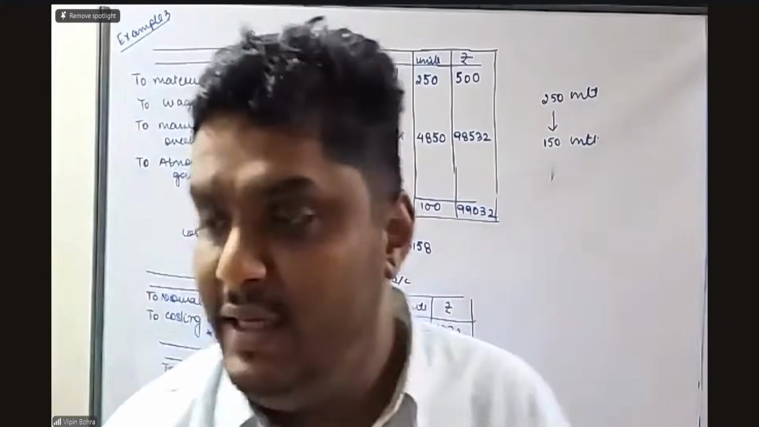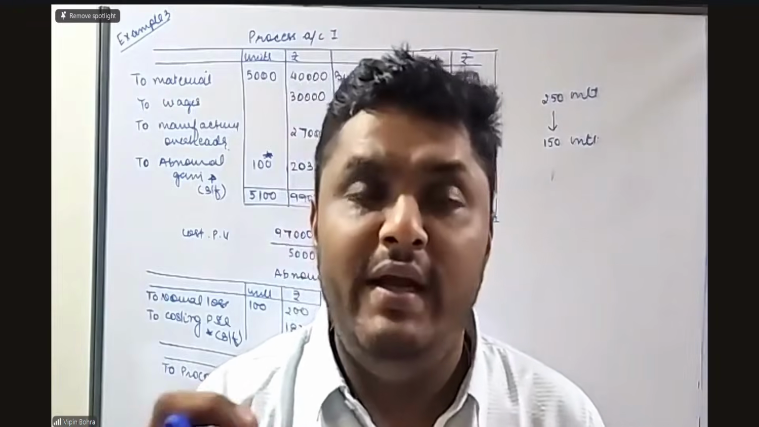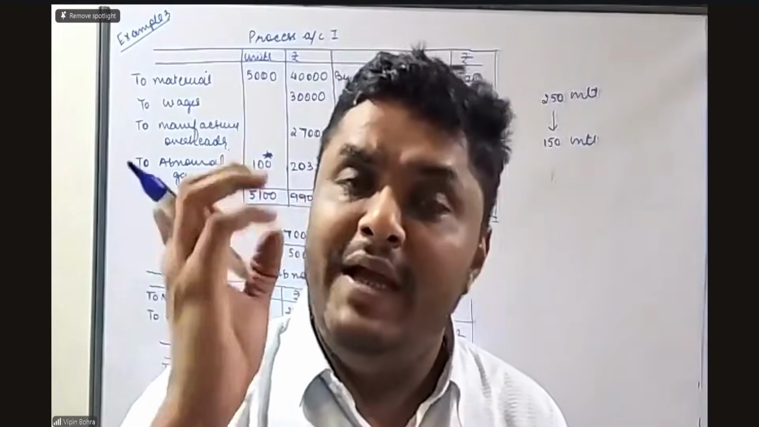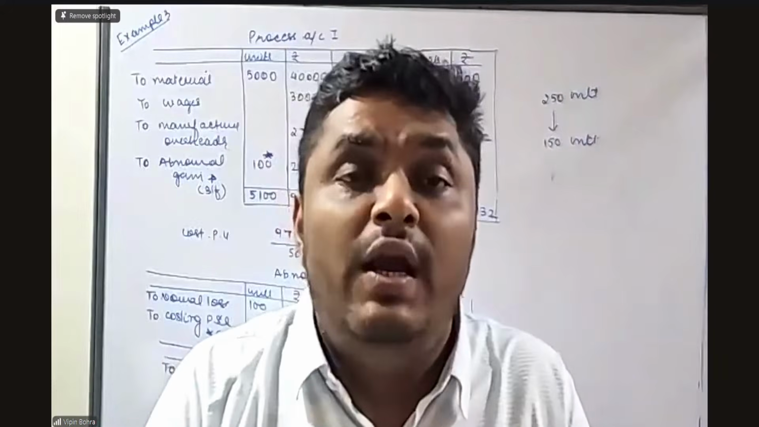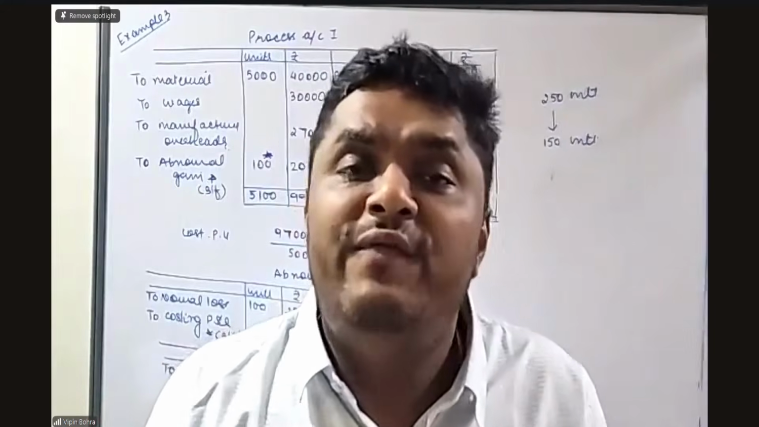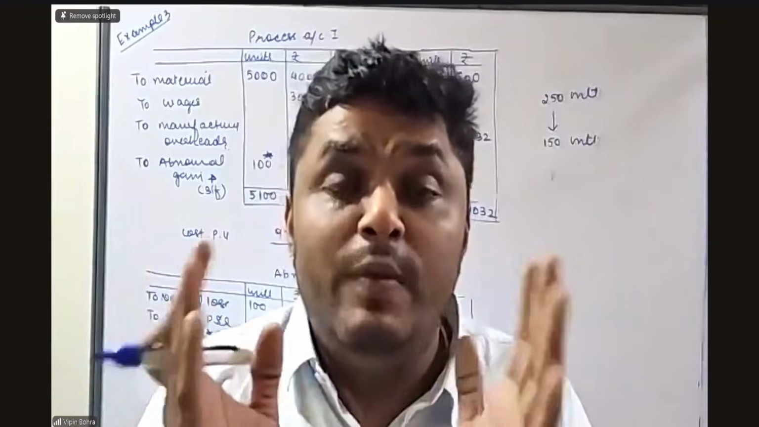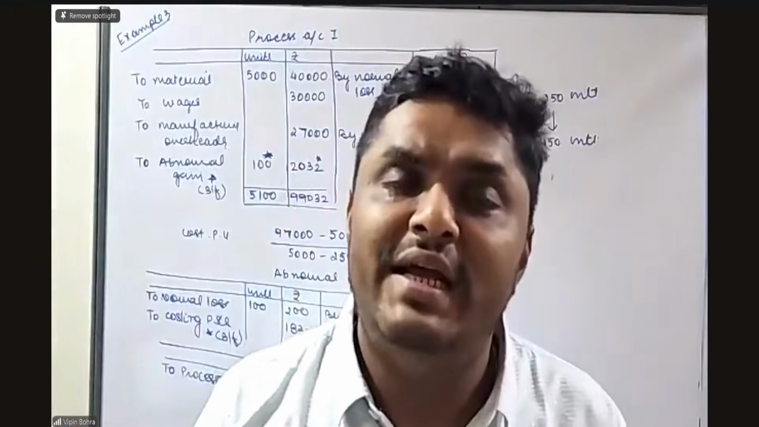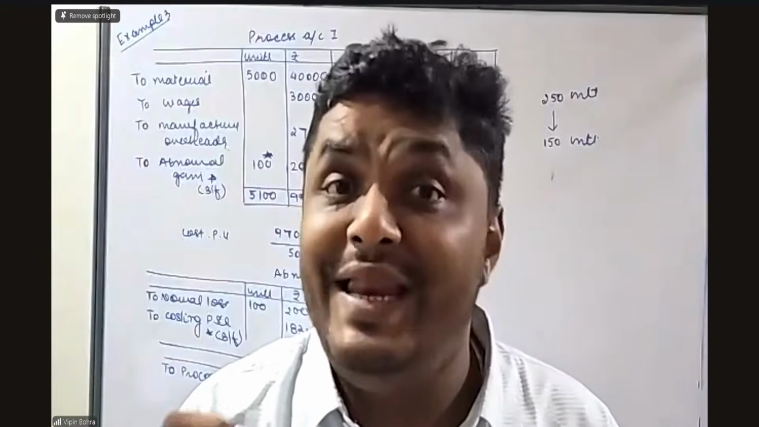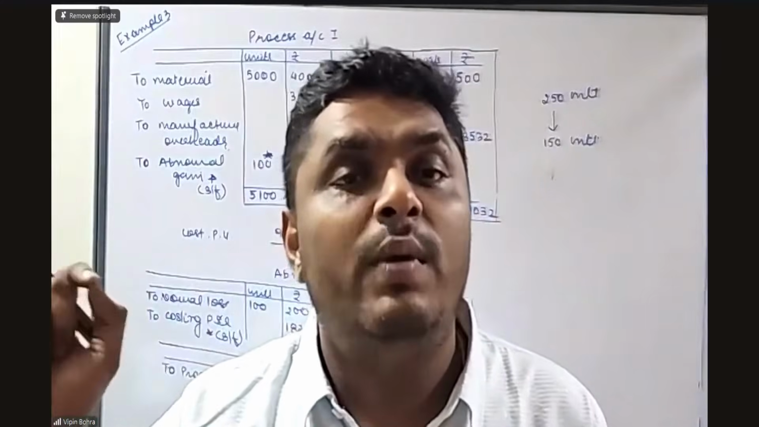So this point is the key. It's a bit on the trickier side. So the point is you should pay attention to the concept that my input is 5000, my output is 4850. Meaning actually how much loss happened? Only 150 units. And those 150 units we sold in the market. So the balance 100 units, which was our normal loss, is to be adjusted against abnormal gain. So what is abnormal gain? As I mentioned also, abnormal gain is saving in normal loss.